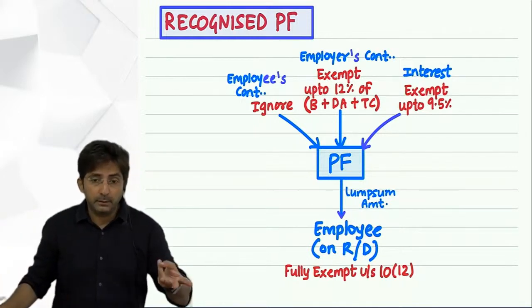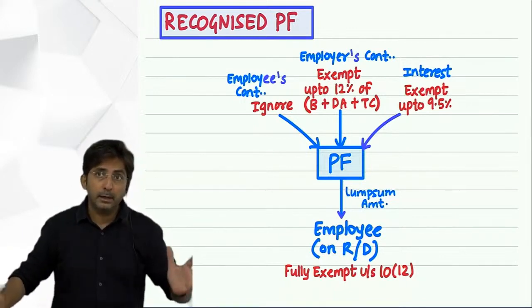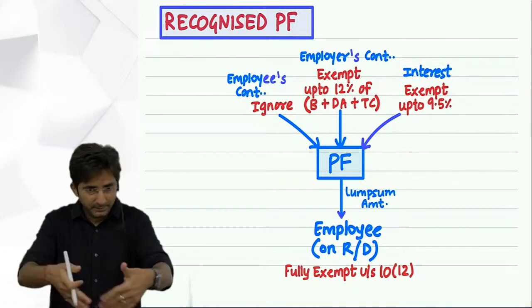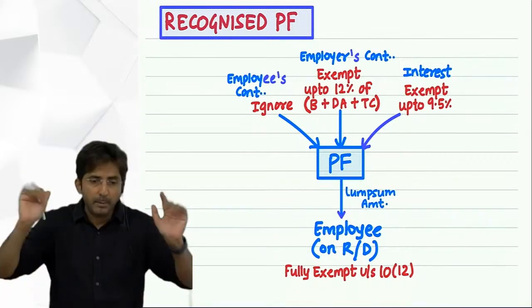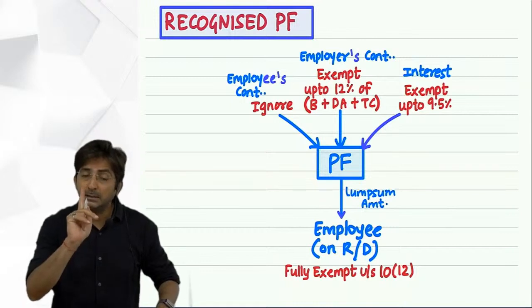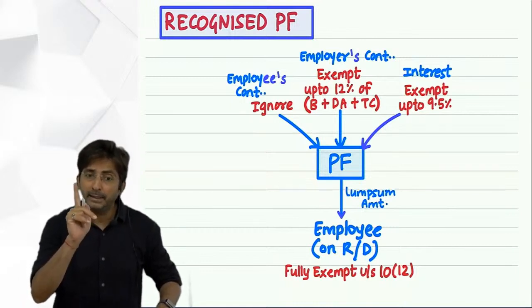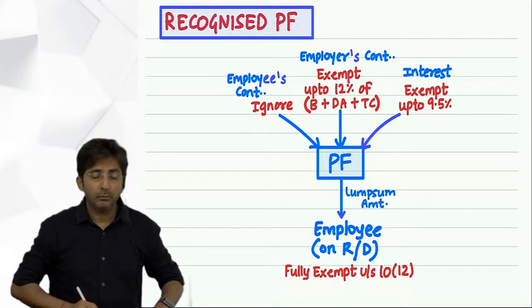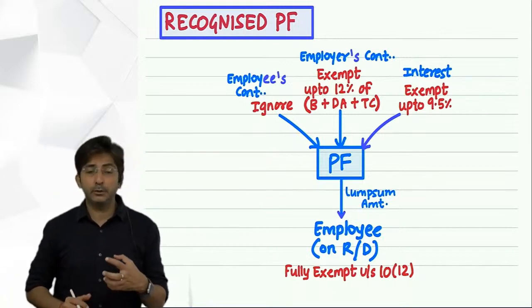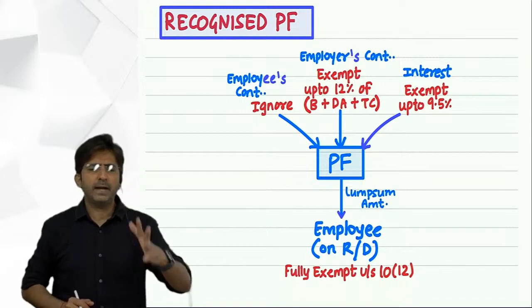But then after 3 years, you can tell your boss that whatever provident fund money is gathered during this 3 years period, give my money. So the boss will not say no. But the Income Tax Act will make it taxable. Why? Why does the Income Tax Act expect that you should work for minimum 5 years?